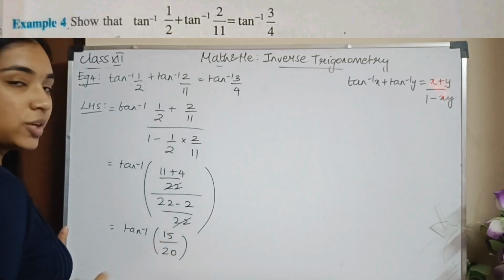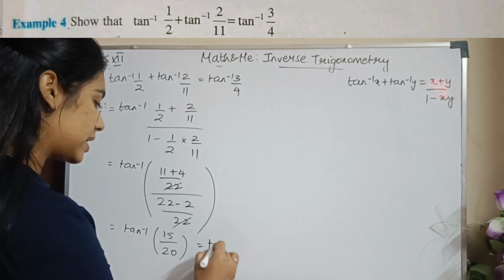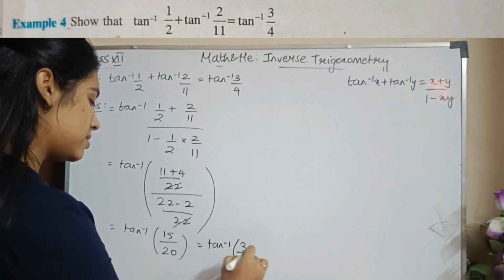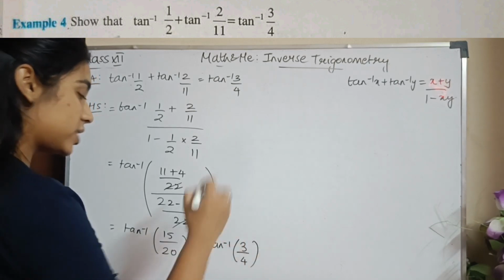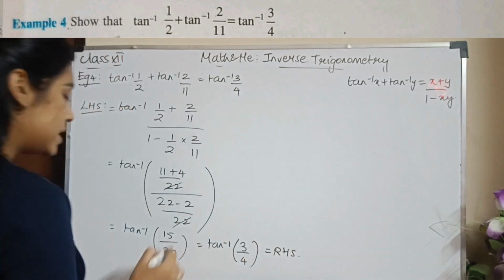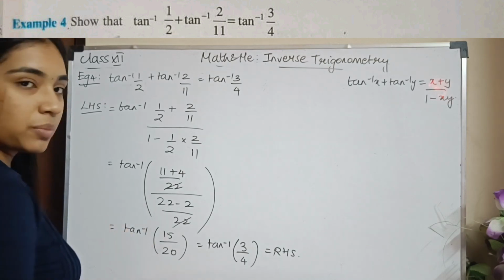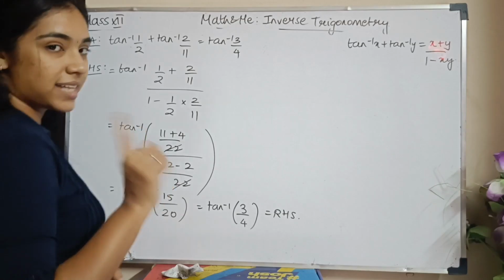Now can 15 and 20 be cancelled? 5 is common. So what will I have? Tan inverse of 5 3s are 15, 5 4s are 20. So tan inverse of 3 by 4 which is equal to the RHS. Hence proved. Okay. Inside the tan inverse, whatever is there we can simplify and cancel. It is only outside that we should not do it. Here, you should not cancel the 15 and 20 outside the tan inverse. Okay.